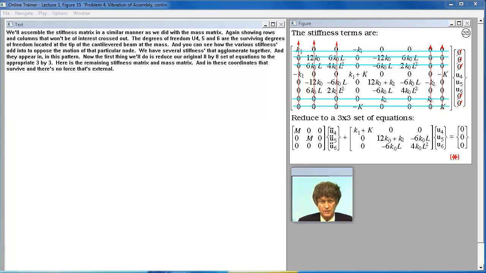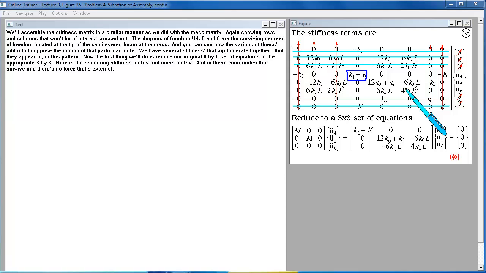We'll assemble the stiffness matrix in a similar manner as we did with the mass matrix. Again, showing rows and columns that won't be of interest crossed out. The degrees of freedom U4, 5, and 6 are the surviving degrees of freedom located at the tip of the cantilever beam at the mass. And you can see how the various stiffnesses add in to oppose the motion of that particular node. We have several stiffnesses that agglomerate together, and they appear in this pattern.